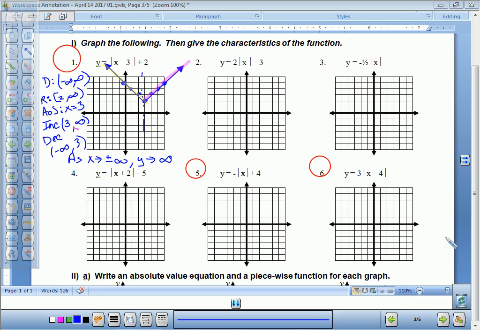Number 5. Where does the vertex get shifted to for number 5? Up 4. Okay, now the negative out in front of the absolute value. What does it cause it to do? Go down, that's right. Flip upside down. If we were to state it in words, we would say this is a reflection. It's a reflection over the x-axis, which causes it to open down. So our same moves, except we're doing the opposite of all of them, so that it opens down.